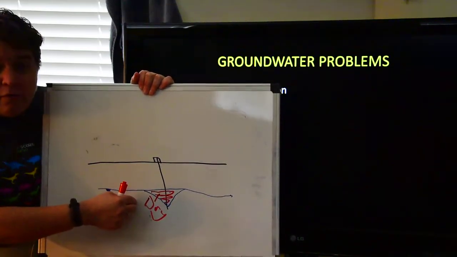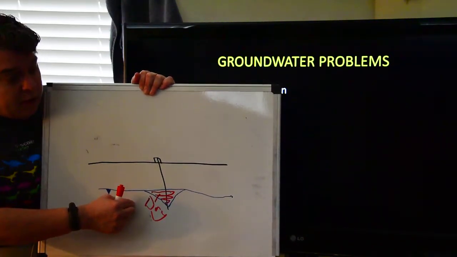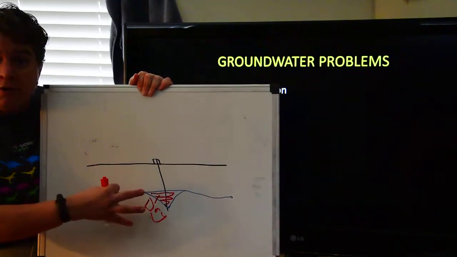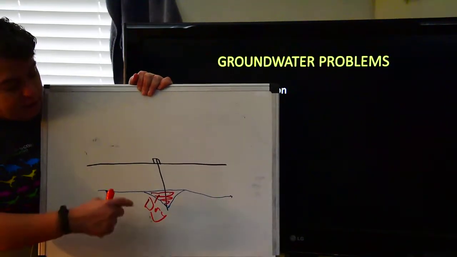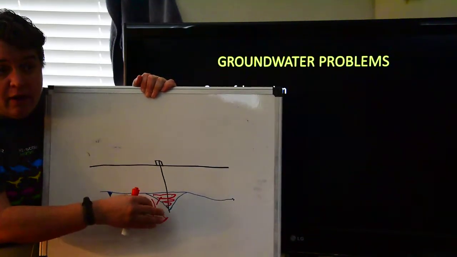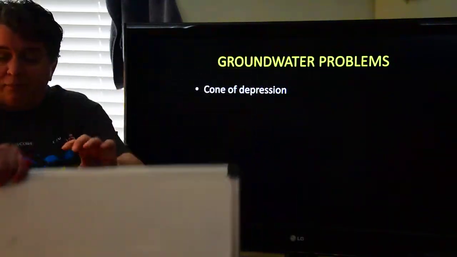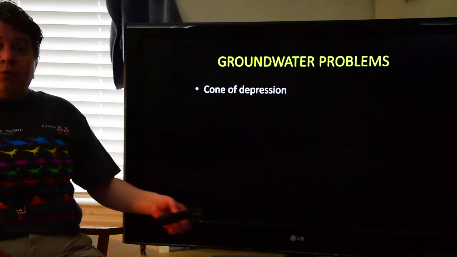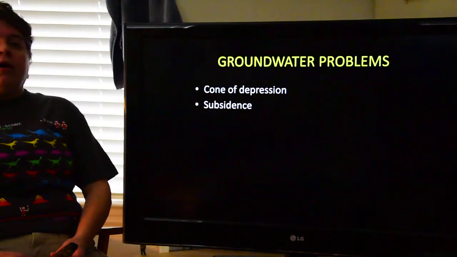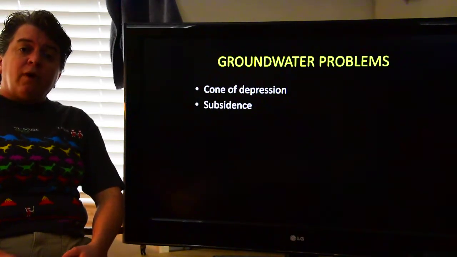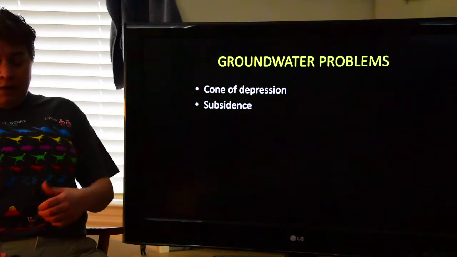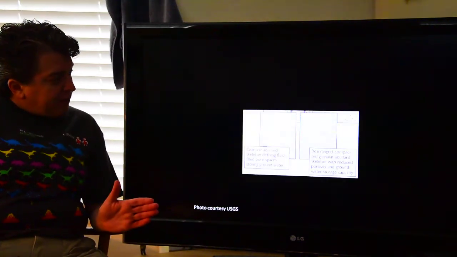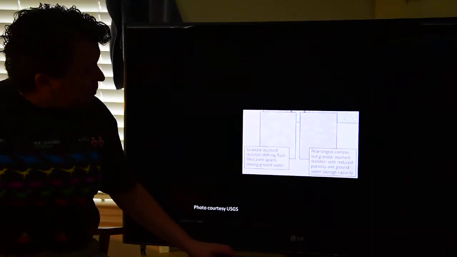Now, the good news about the cone of depression is that it's reversible. If you start conserving water and not extracting it as fast, it'll flow back into that location, no harm done. There are, however, some groundwater problems that are irreversible. And one of these is subsidence. So if we continue to remove groundwater, what can happen is sediments can compact.